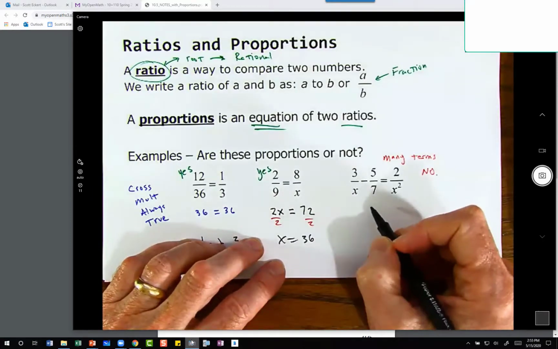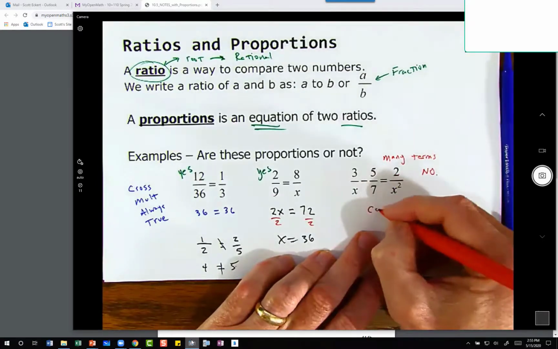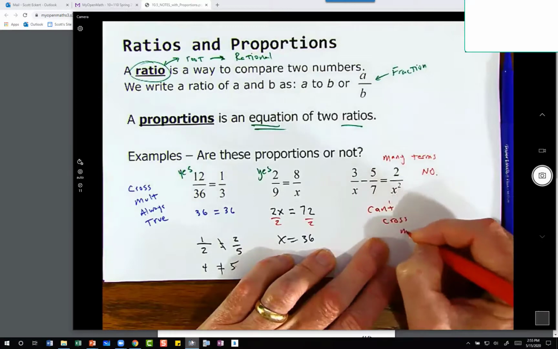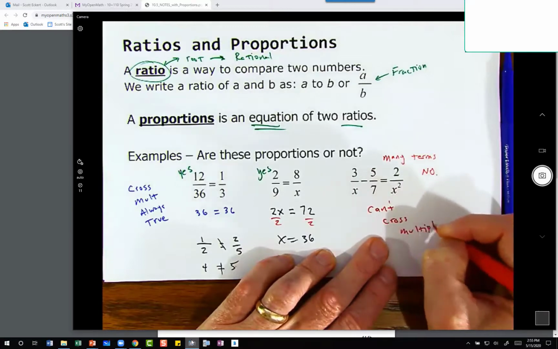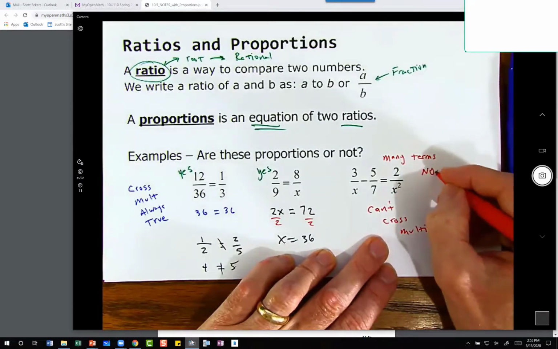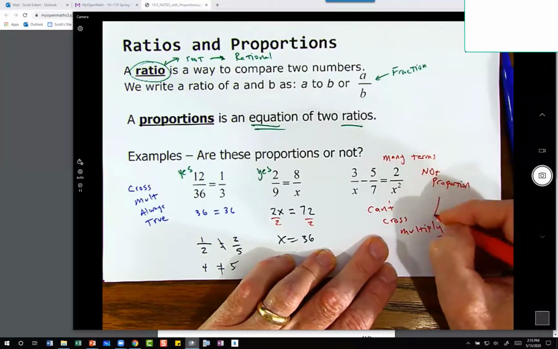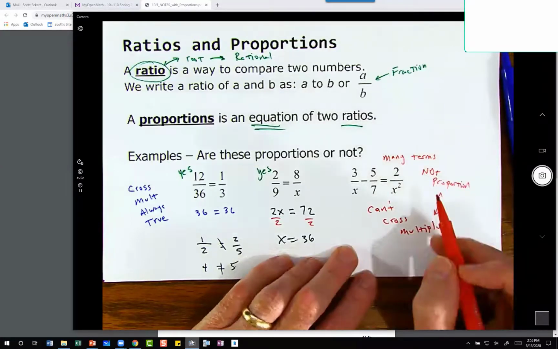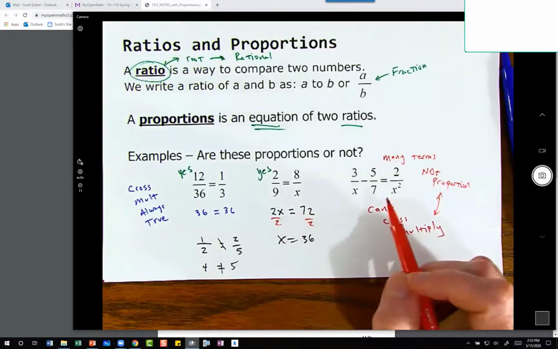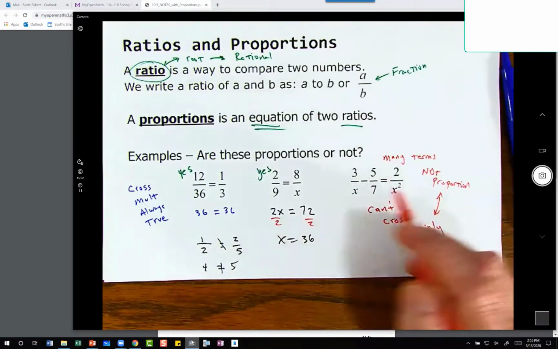On this one, you can't cross multiply, because it's not a proportion. You have to have just 2 fractions, one on each side, and that's it. And you can cross multiply. If you have many terms, it's not a proportion. Cross multiplying does not work.